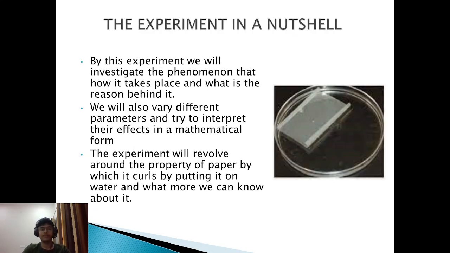So now we will try to put the experiment in a nutshell, and you can see that first of all we will investigate the phenomenon, how it takes place and what is the reason behind it. Also we will try to vary some different parameters and interpret what their effect is on the experiment. And then mainly the experiment will revolve around the property of paper by which it curls when put on water, and what more we can know about this property of the paper.